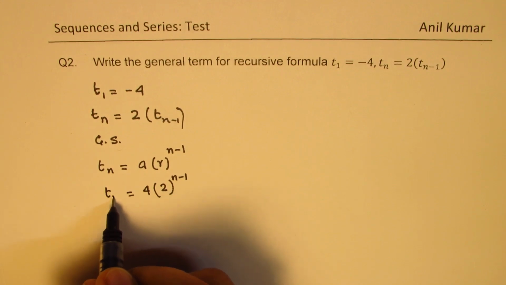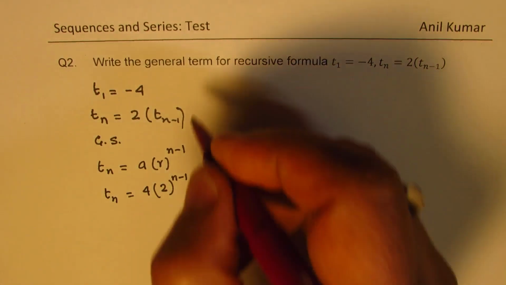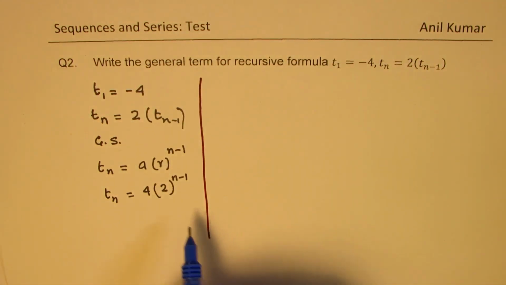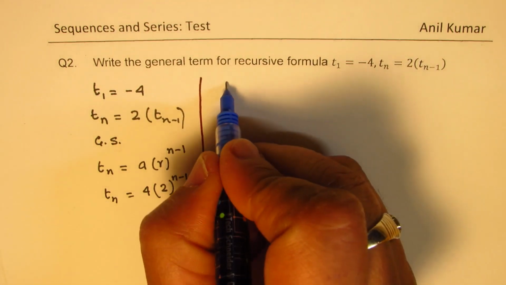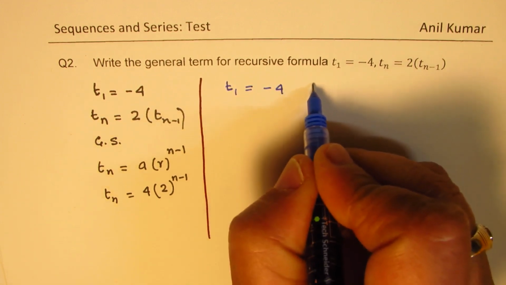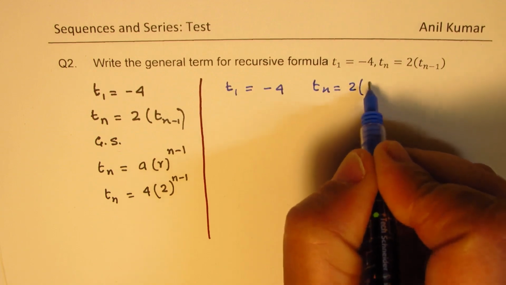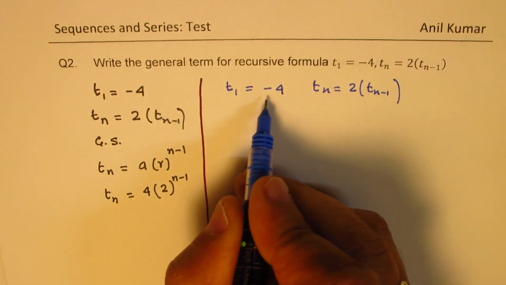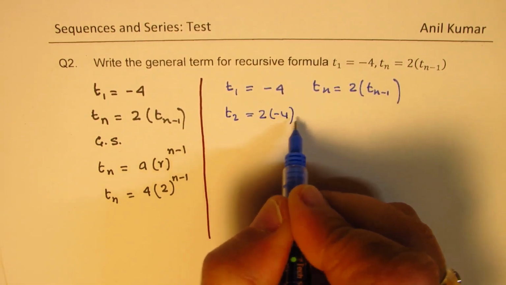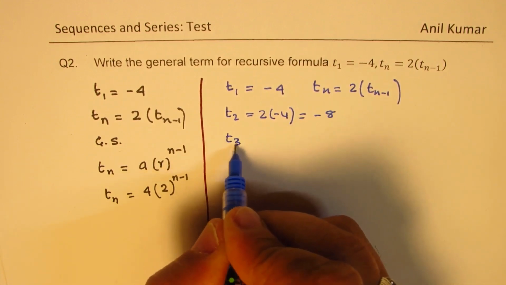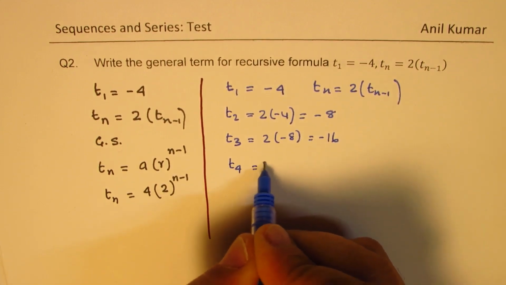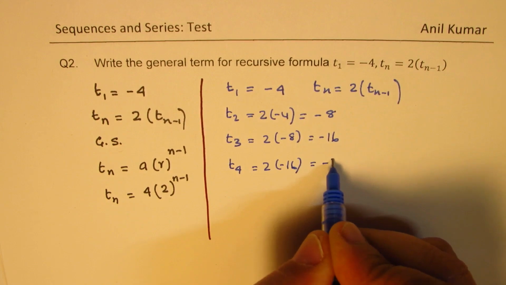Right. So that is how you could get a general term in this particular case from a recursive formula. Now, if that is not very obvious, what you could also do is write out your series. T1 is given to us as minus 4, and Tn equals 2 times Tn minus 1. So just multiply by 2 to get the second term. The second term will be 2 times minus 4, which is minus 8. The third term will be 2 times minus 8 to get minus 16. And the fourth term will be 2 times minus 16, which is minus 32.